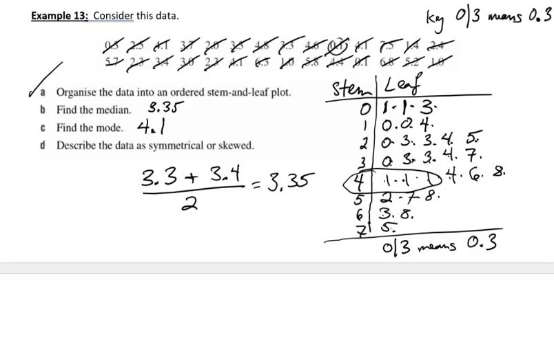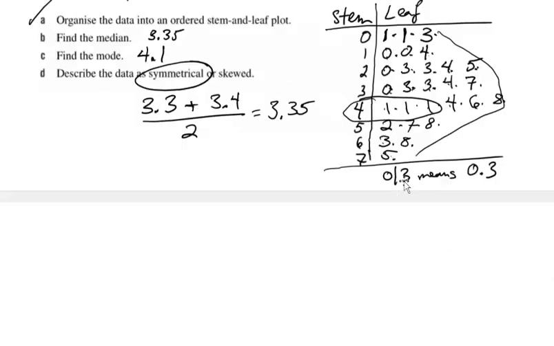I think it's never going to be perfect, but we're near enough having it symmetrically. We would say the distribution of numbers is approximately symmetrical about the stem containing the median. So closest to that measure of center.